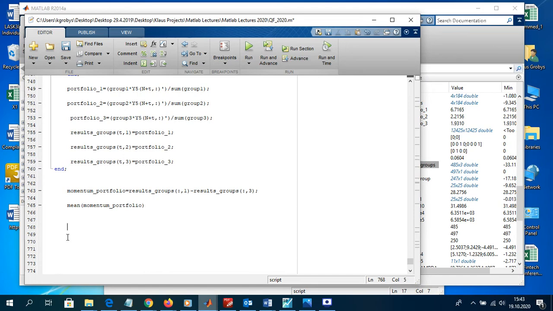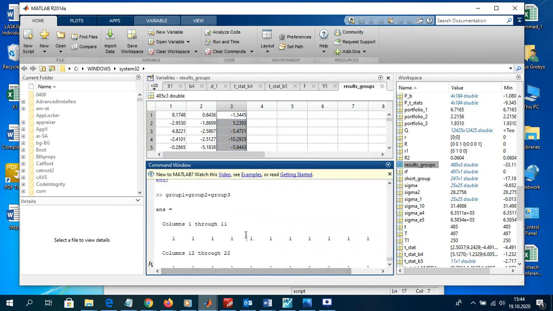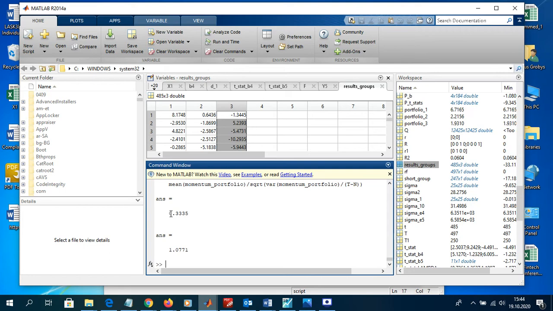And what's the t-statistic? I want to see, is the payoff significant? So it's the mean divided by the square root of the variance of this momentum portfolio, divided by the length, actually divided by capital T minus n, right? So that's it. Let's copy this and paste it here into MATLAB. So the average payoff is 0.33 across the sample period, and the t-statistic is only 1.08 in round figures, which means that the strategy did not generate payoffs that were statistically significant.